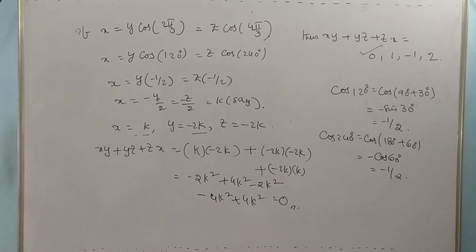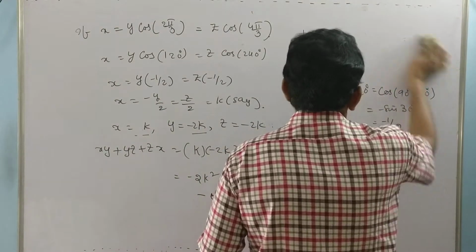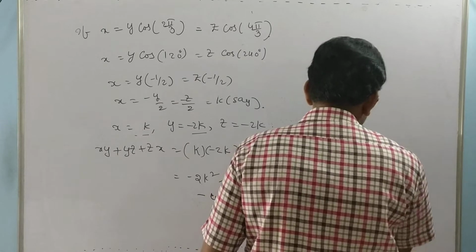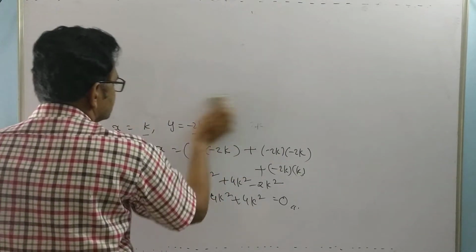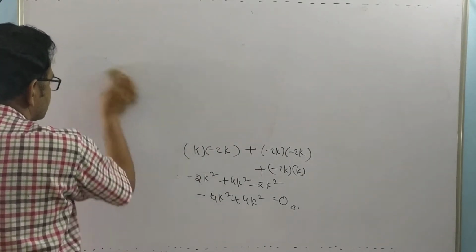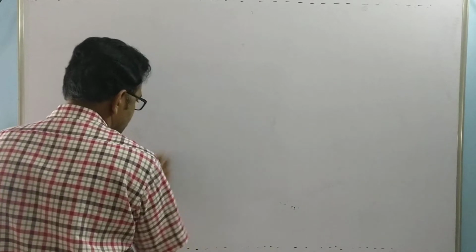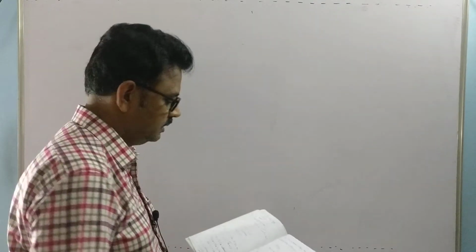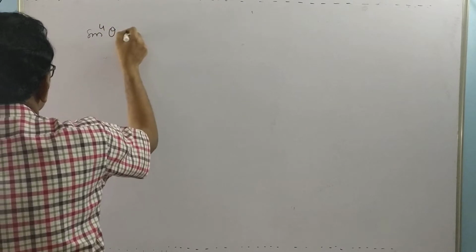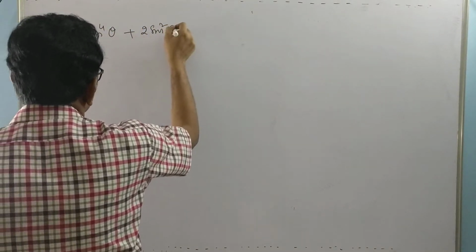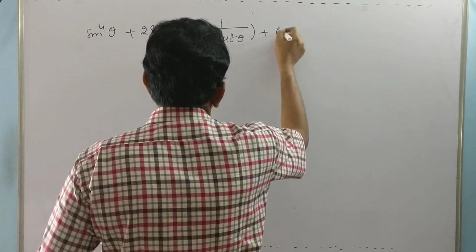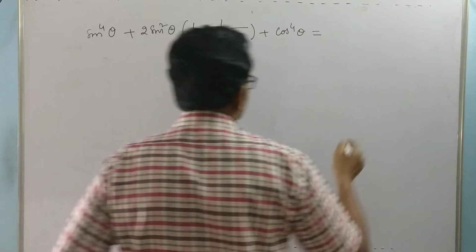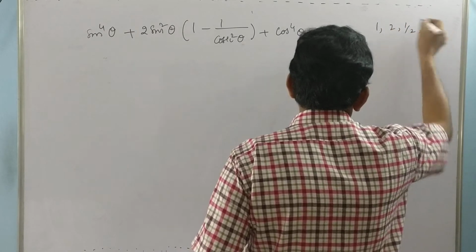Next one. If sine power 4 theta plus 2 sine square theta into 1 minus 1 by cosecant square theta plus cos power 4 theta is equal to, options 1, 2, 1 by 2, 0.